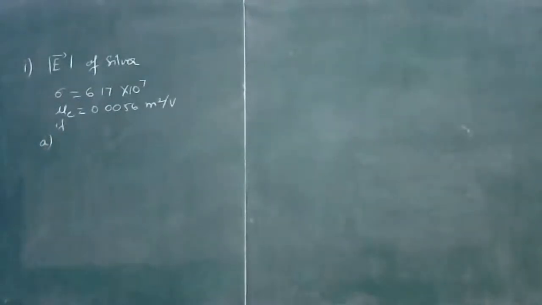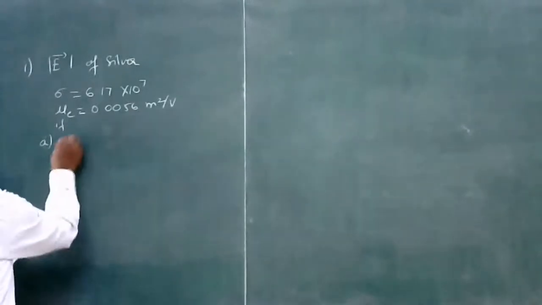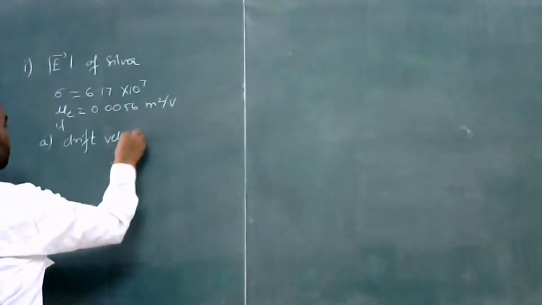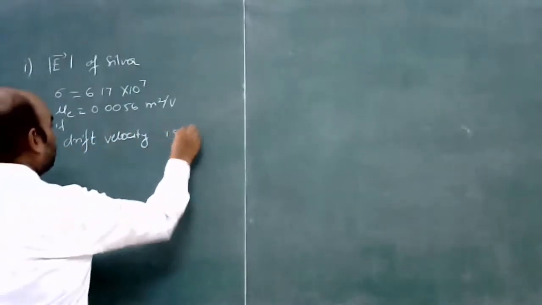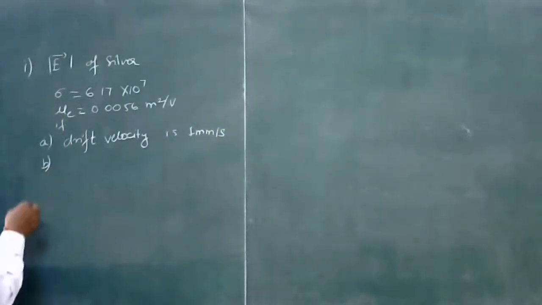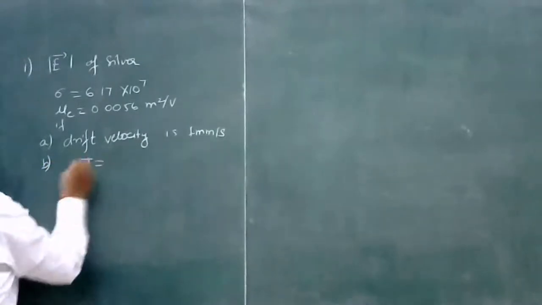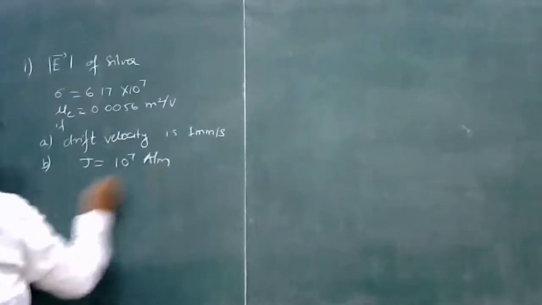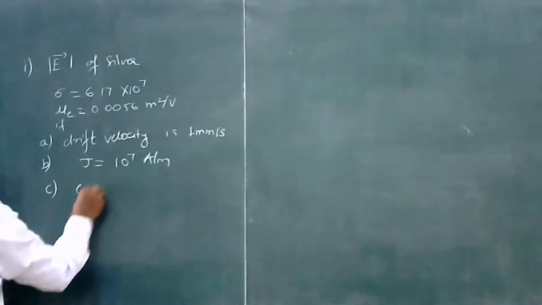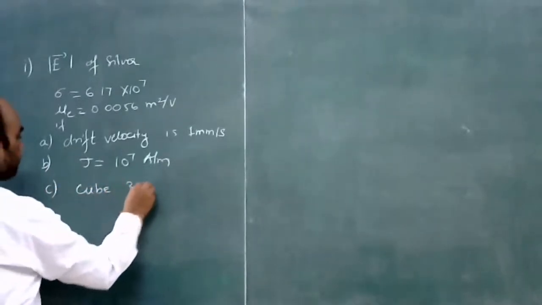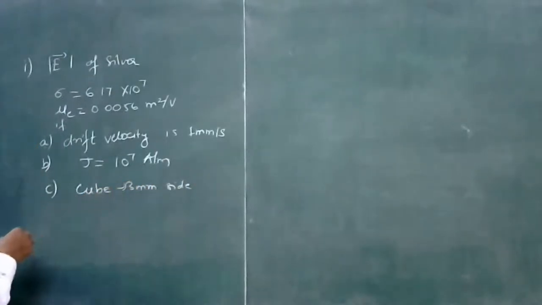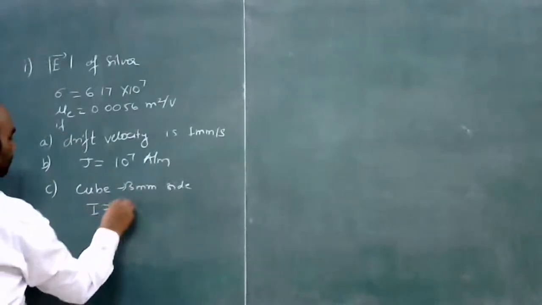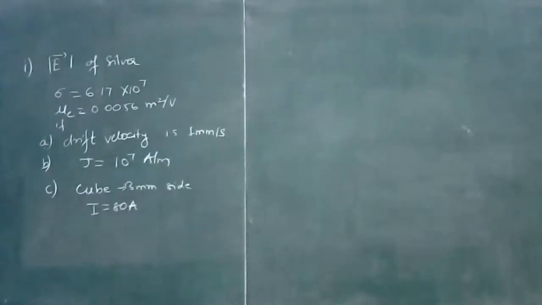So what you have to do is find the magnitude of vector E of a sample of silver having this sigma and this mobility, in three cases. First, the drift velocity is 1 mm per second. Second, the current density J is 10 to the power 7 ampere per meter square. Third, a sample of cube having 3 mm side and total current I equal to 80 ampere. So this is the case.